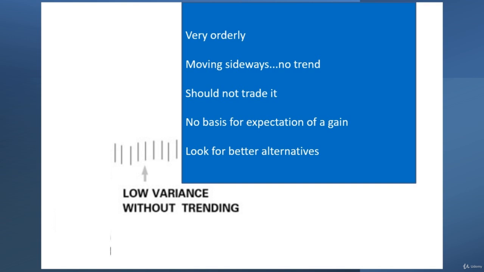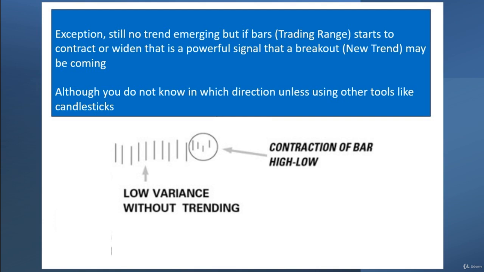So it doesn't mean you can't trade. I'm just saying look for better alternatives, right? There's always better alternatives than trading into something that might be moving sideways and is highly hard to predict. But you can see, very orderly, moving sideways is low variance without trending. Now, when you see this sideways movement, you're trying to see if something is going to change. You can use your other indicators to recognize when you may have a reversal or maybe a breakaway gap or something that's going to establish a new trend.